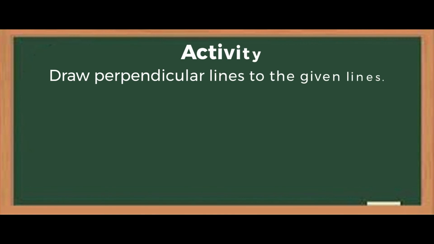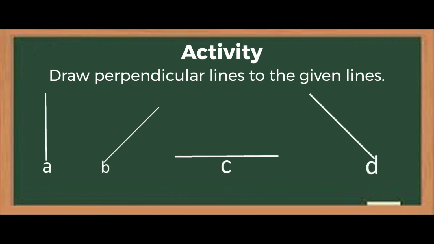Now we have learned about perpendicular lines. So I have another activity for you to do. Can you look at the board? Okay, let me read the activity for you: draw perpendicular lines to the given lines. So line A, line B, line C, and line D. Looking at these lines, you are asked to draw different perpendicular lines.